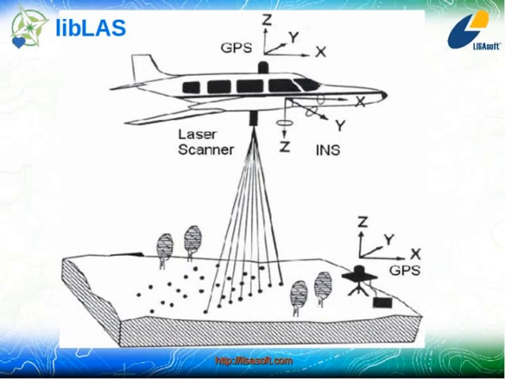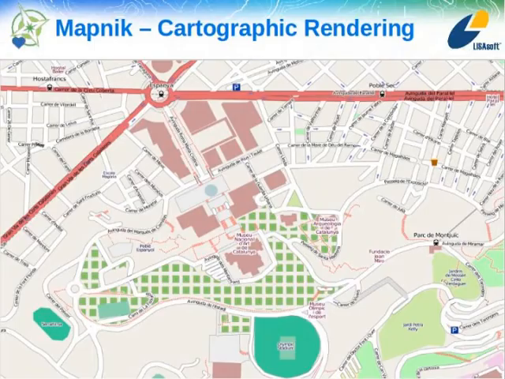libLAS is to do with tools around the LIDAR library. LIDAR is basically like sonar. You send a message down to the ground, you get it bouncing back, and you work out whether you've got mountains below you or flat land or something like that. Mapnik is for rendering maps, making them beautiful, famously because it's behind the OpenStreetMap project.